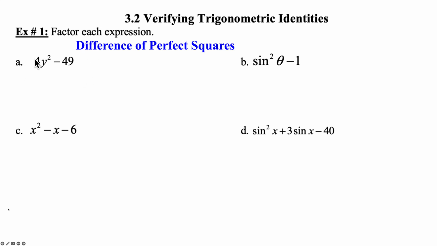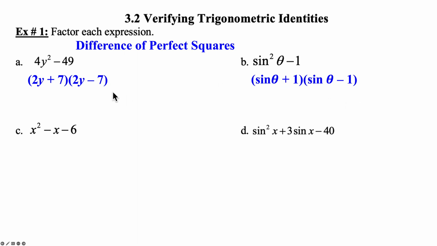You probably remember you have a conjugate pair, 1 plus, 1 minus. You take the square root of each term, 2y and 7. 2y plus 7, 2y minus 7. The same holds true over here. For the trig function, sine squared theta is a perfect square. 1 is a perfect square, and you're subtracting it. So this becomes sine theta plus 1 times sine theta minus 1, both in parentheses.